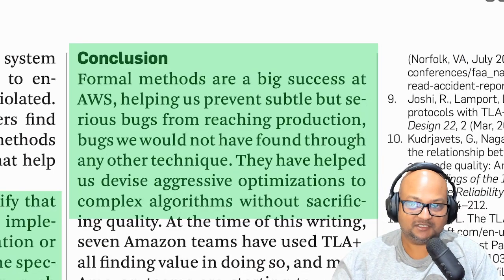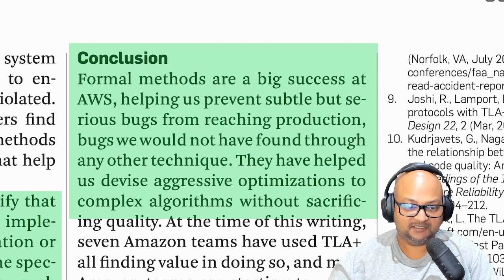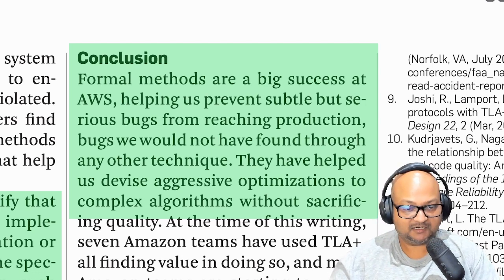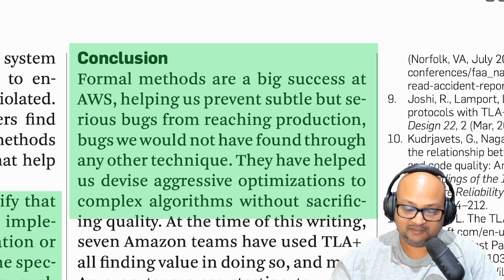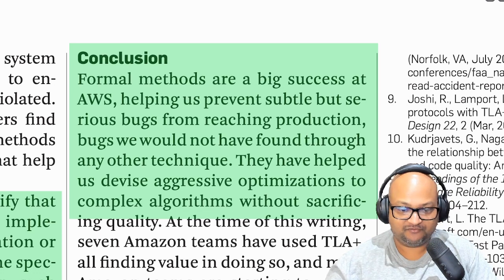So that was a quick look at an experience report about how engineers at Amazon have successfully applied formal methods to some of their largest and most complex distributed systems, and indeed found many subtle bugs at the design phase itself. So that's quite an encouraging story for the application of formal methods.